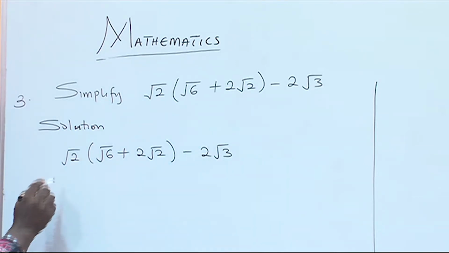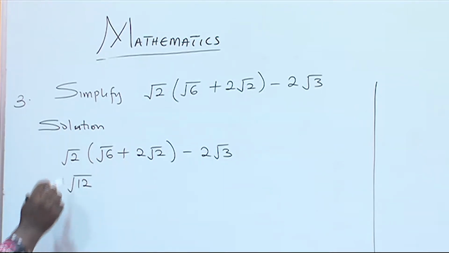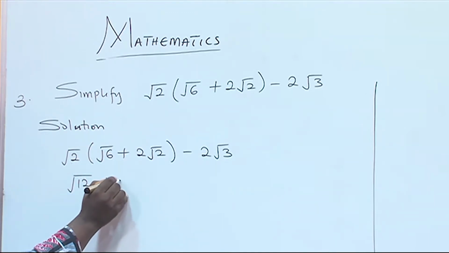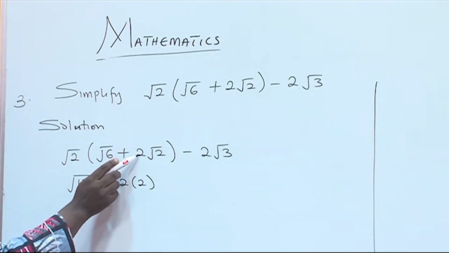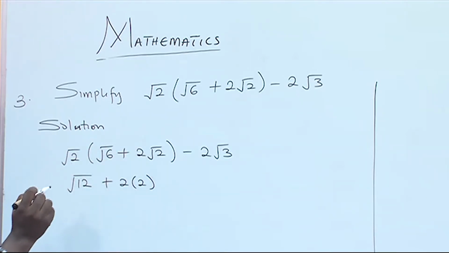To remove the bracket, we have root 2 multiplied by root 6. That is going to be root 12. Then root 2 multiplied by 2 root 2 is going to be 2 multiplied by 2. What happened here is that this particular 2 is the one here. Then root 2 multiplied by root 2 is 2.